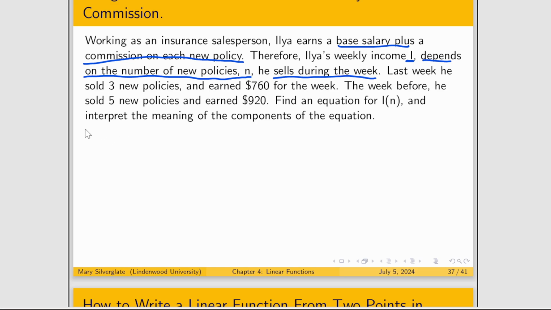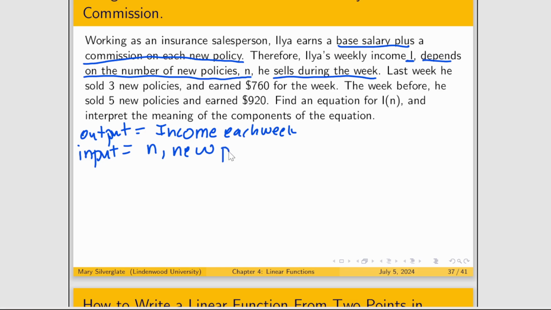So I'm going to go ahead and note that they really just already gave us, without even further information, what our output is and what our input is. What do you think it is? Pause the video and identify it. Our output is our income each week. And our input is N, new policies sold each week. So all points are going to be listed as N, I for that reason, because it's input, output.